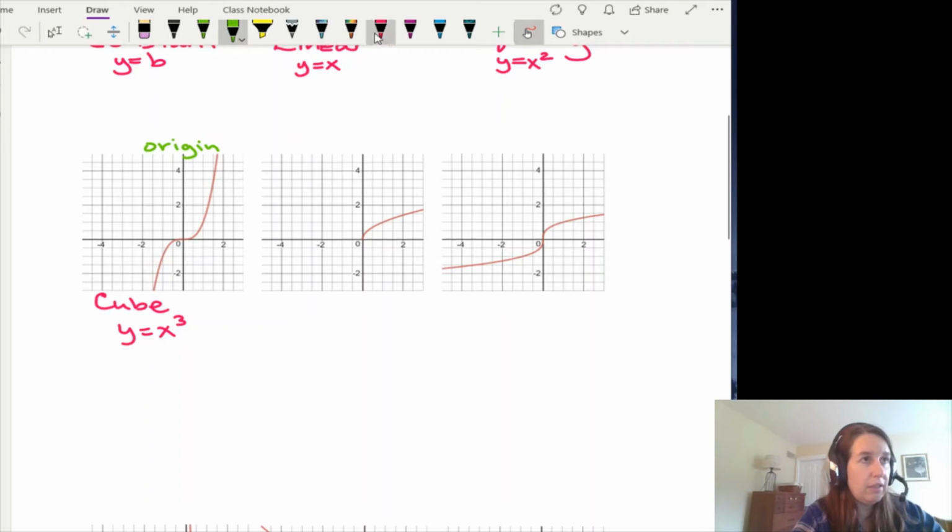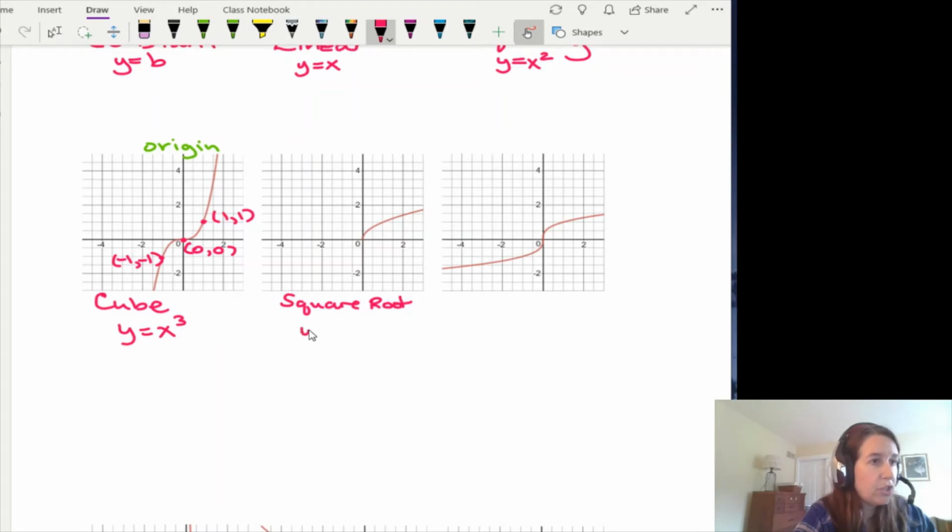And then we also want to write those key points in. So in this graph, you start there at 0, 0. And then you do have a point here at 1, 1, and you do have a point here at -1, -1. All right, the next function only is right here. Its domain is only positive, its range is only positive, and this is the square root function. The square root function's equation is y equals the square root of x.